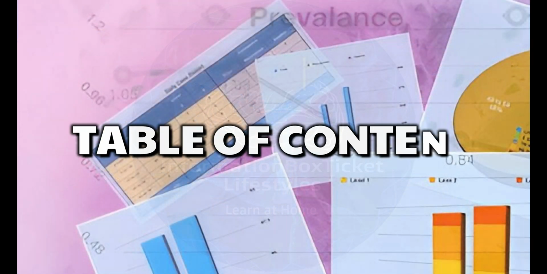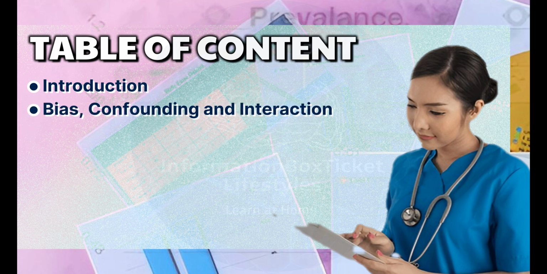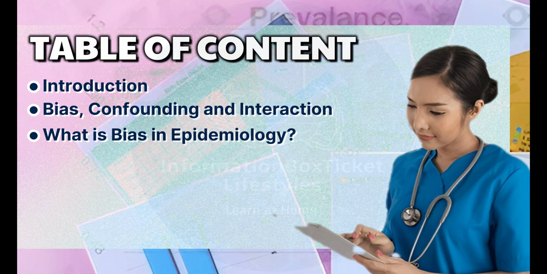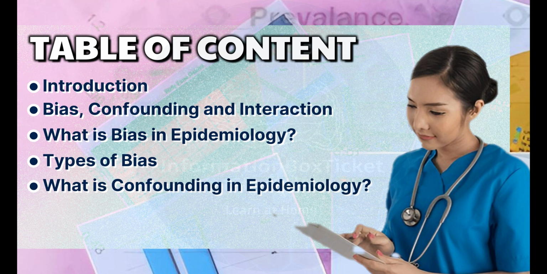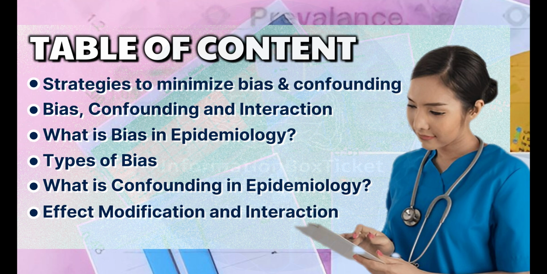Table of contents. Introduction. Bias, confounding, and interaction in epidemiology. What is bias in epidemiology? Types of bias. What is confounding in epidemiology? Effect modification and interaction. Strategies to minimize bias and confounding.